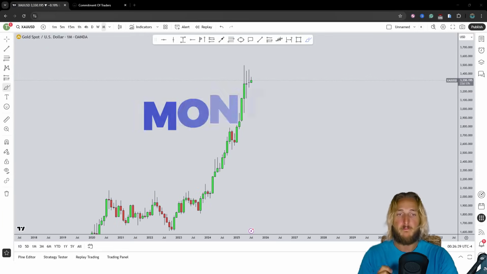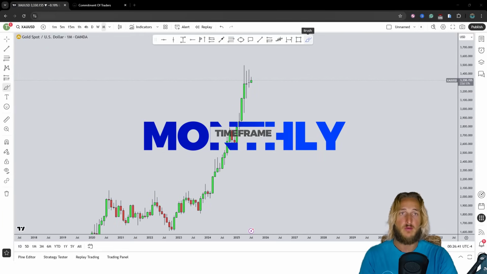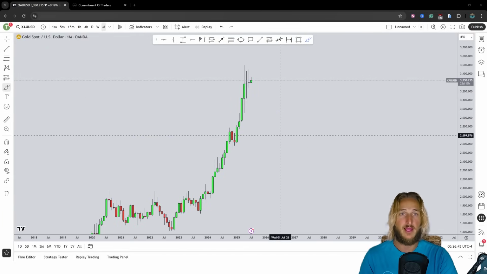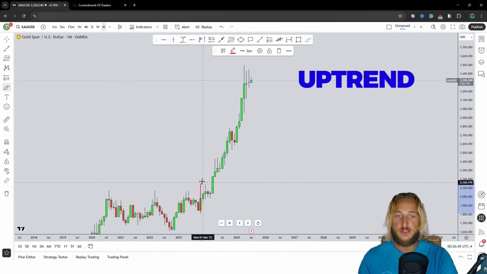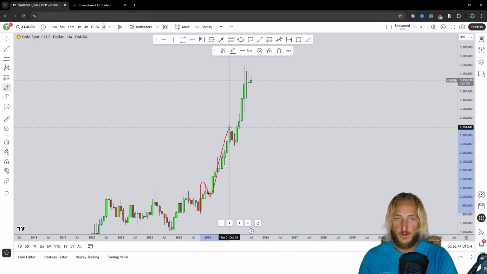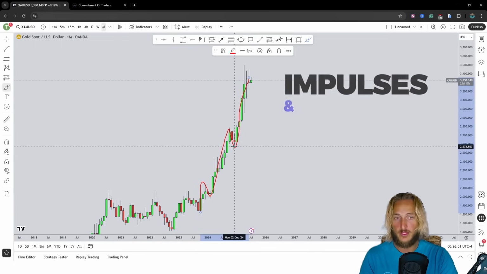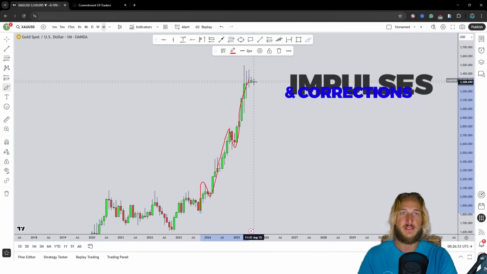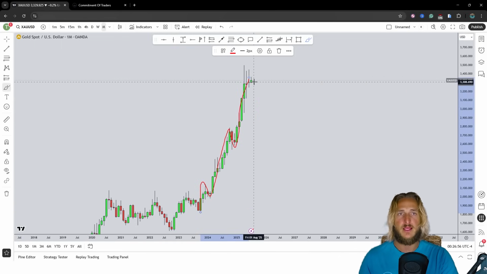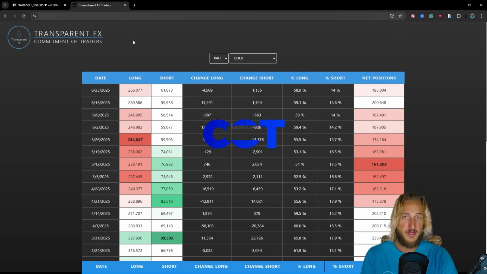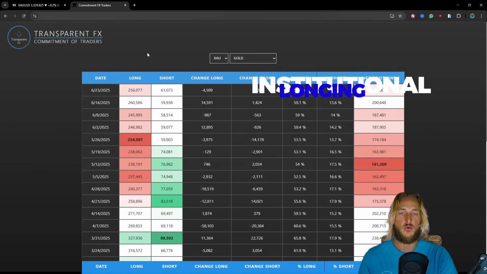Starting here from the monthly time frame, what we can see is that we have a market which is in a very strong uptrend. We can notice this series of impulses and corrections every time the market pushed higher after a correction fueled by strong institutional buying. And we will be speaking about institutional buying in just a few moments when we will move to the commitment of traders analysis to see how institutions have been buying gold aggressively and moving and shifting their orders.